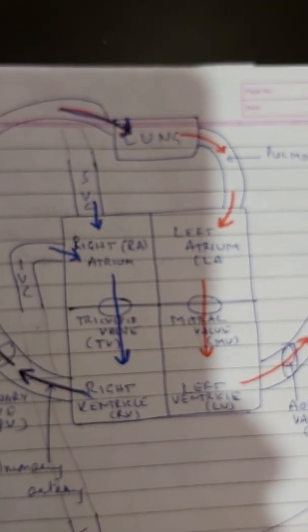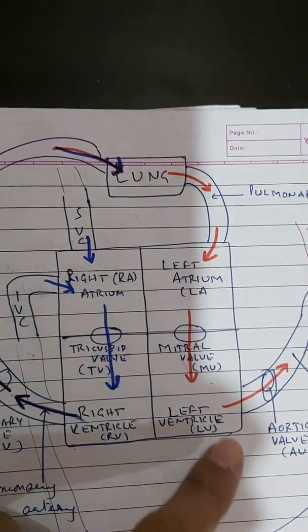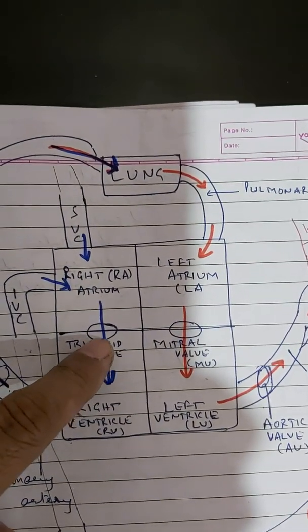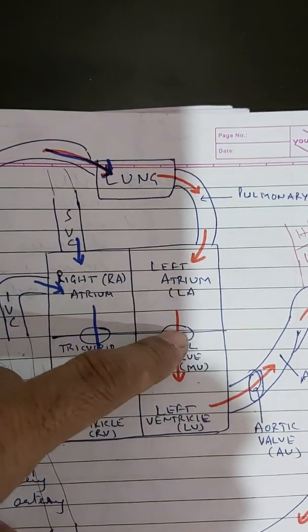Today we will be doing normal cardiac cycle. Before that, you always divide the heart into four parts like this. This is right atrium, left atrium, left ventricle, right ventricle. Between right atrium and right ventricle, there is the tricuspid valve. Between left atrium and left ventricle, there is the mitral valve.